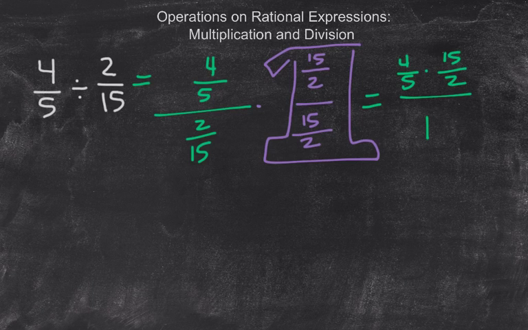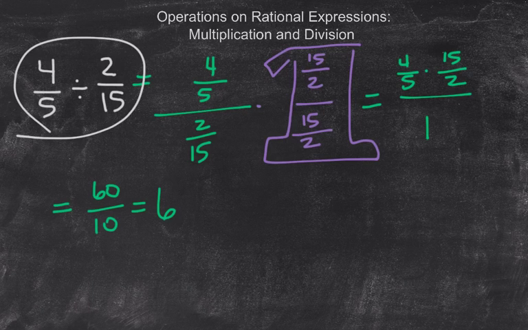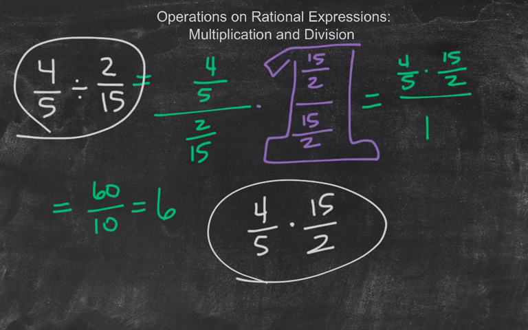Now I can simplify this: 4 times 15 is 60, and 5 times 2 is 10, so 60/10 is equivalent to 6. But what I really want to do is notice that this interesting pattern happened. We started with 4/5 divided by 2/15, and we ended up rewriting it as 4/5 times 15/2. So what we really want to take away from this example is that dividing by a rational expression is the same as multiplying by its reciprocal. A reciprocal means when you flip the numerator and the denominator.